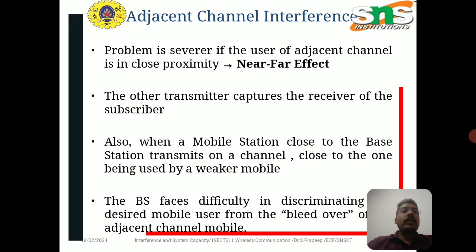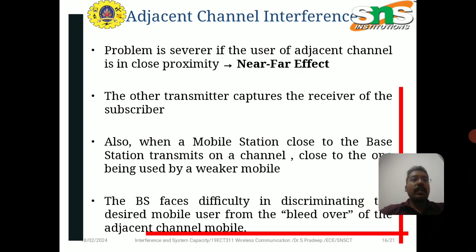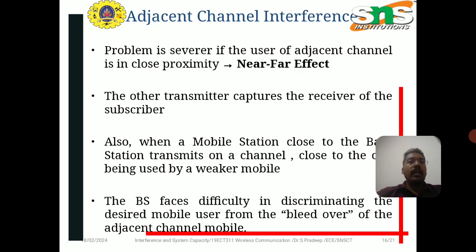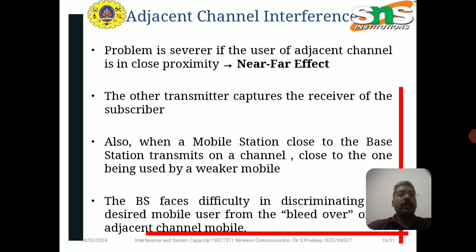The problem is severe if the user of an adjacent channel is in close proximity, which is called the near-far effect. The other transmitter captures the receiver of the subscriber. Also, when a mobile station close to the base station transmits on a channel close to the one being used by a weaker mobile, the base station faces difficulty in discriminating the desired mobile user from the bleed over of the adjacent mobile.